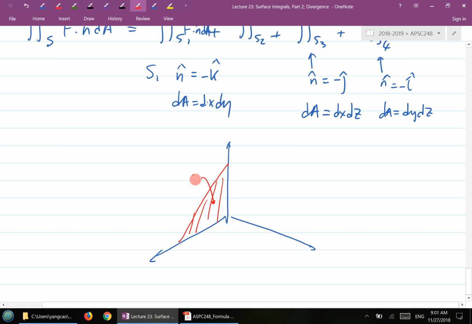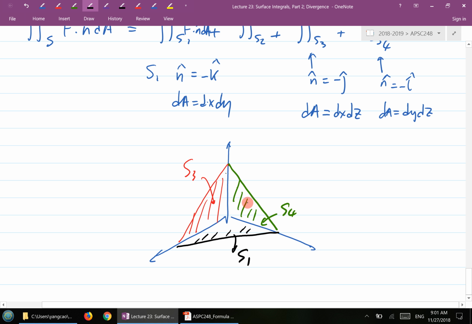So this side is S3, right? Yeah. And then this side is our S4. Okay. Yeah. And the bottom here is the S1. Okay. And the inclined ramp is the S2.